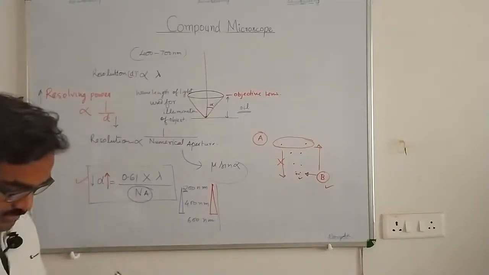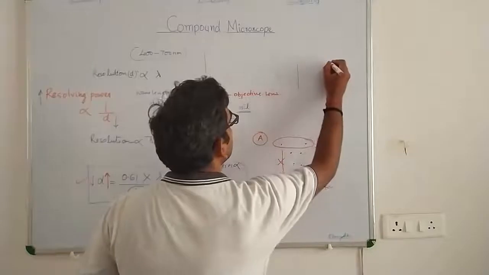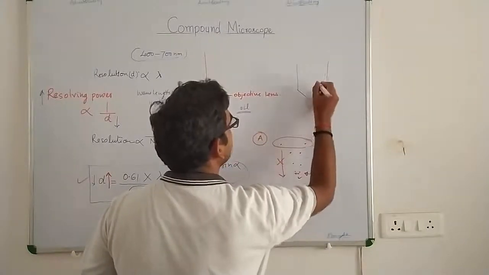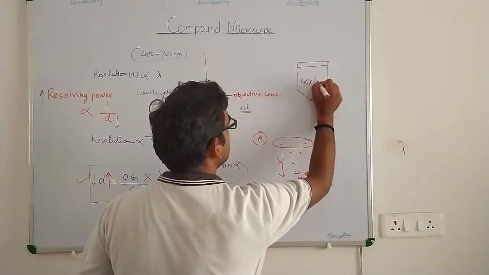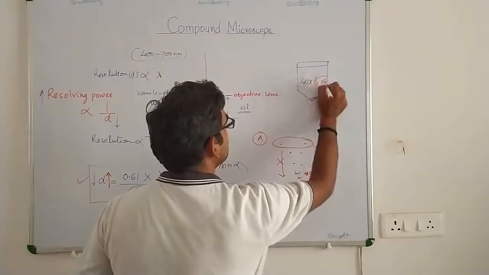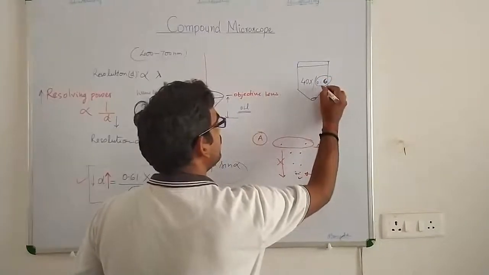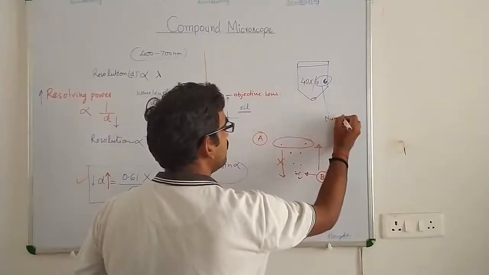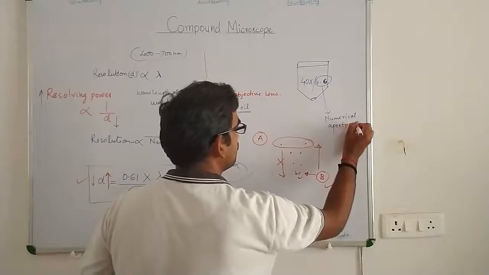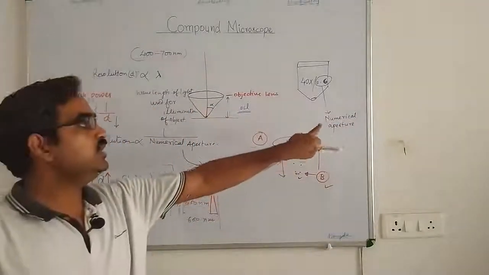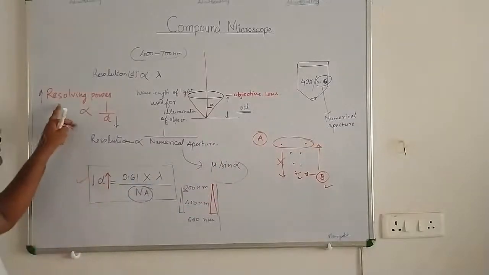And one more thing that technically you should know: when you buy a microscope, the objective is printed like this, 40x, say for example, 0.6. This is the numerical aperture. So if the numerical aperture is high, the value of d will be low, then resolving power will be high.